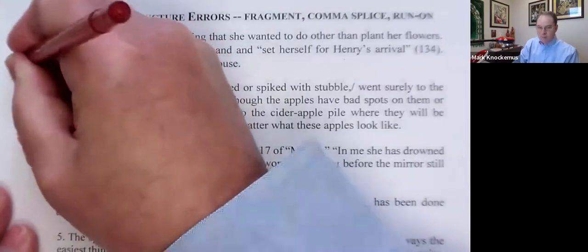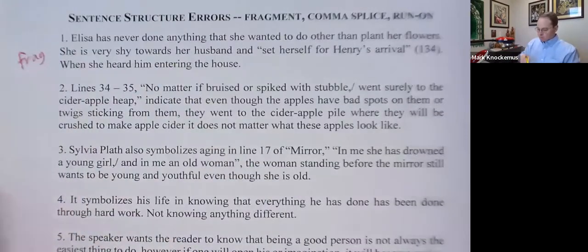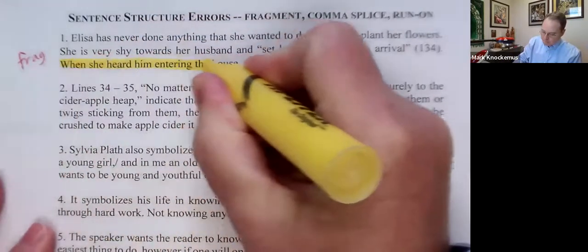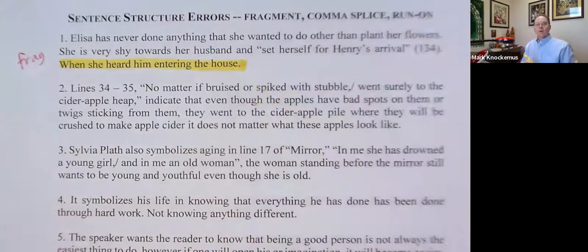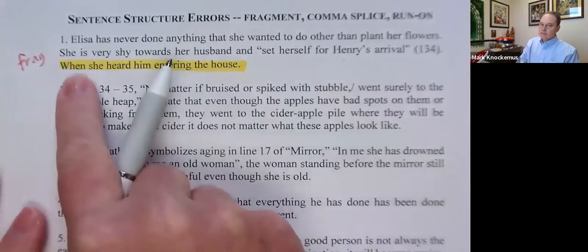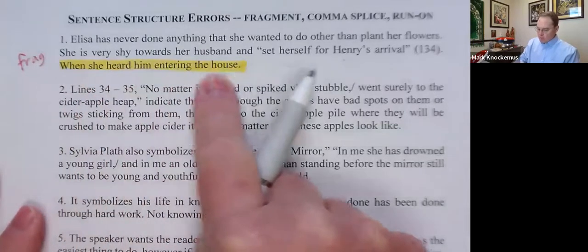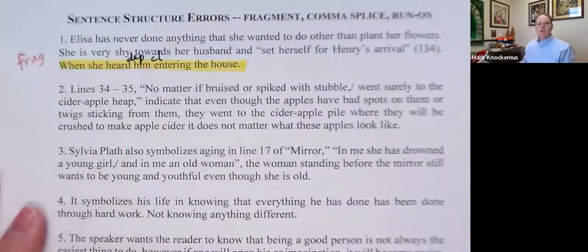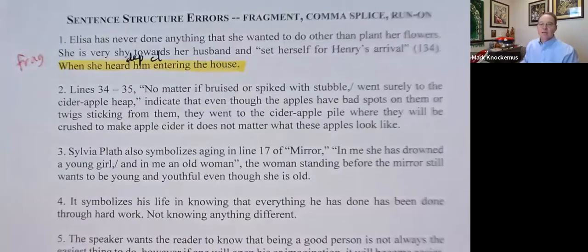we have a sentence fragment. What's the fragment? I'll go ahead and highlight it. There we go. What's wrong with this? Well, "when" is a subordinating word. So "when she heard him entering the house," that's a dependent clause. And a dependent clause cannot stand alone. It relies upon an independent clause.